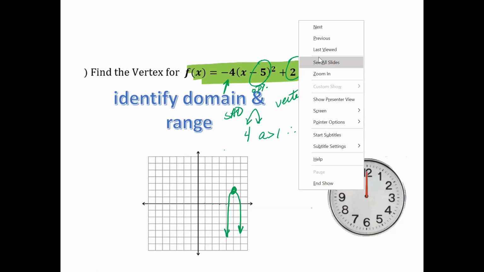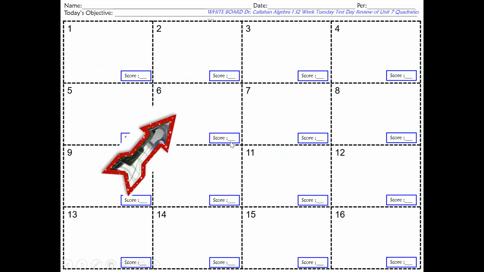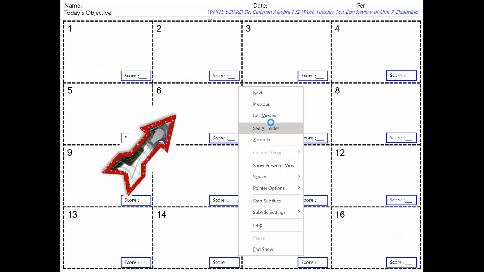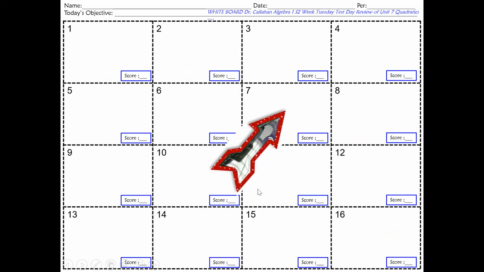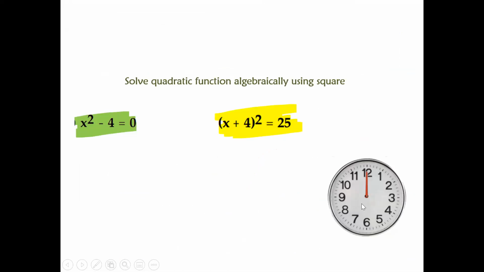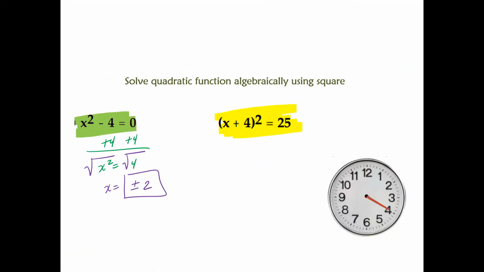All right, let's go on to the next part. So that's number 7. So here we are on number 7. Looking at this part right here, it says solve the quadratic algebraically using a square root. So we're going to solve for x. So first I'm going to add 4 on both sides. X squared equals positive 4. How do you get rid of a square? You're going to square root both sides. So x equals plus and minus 2. That's your answer.